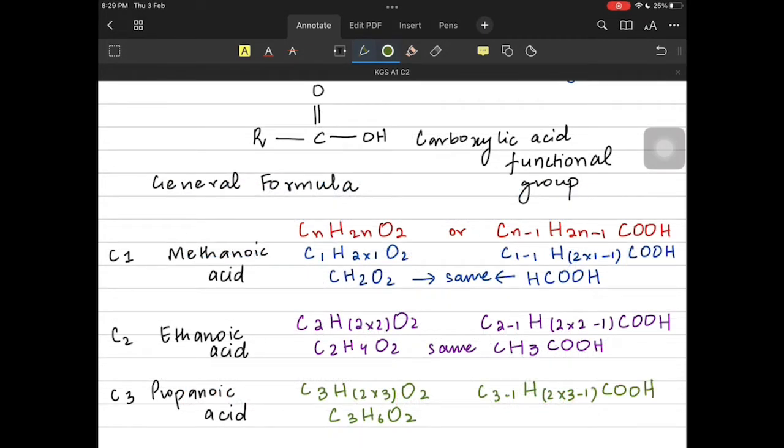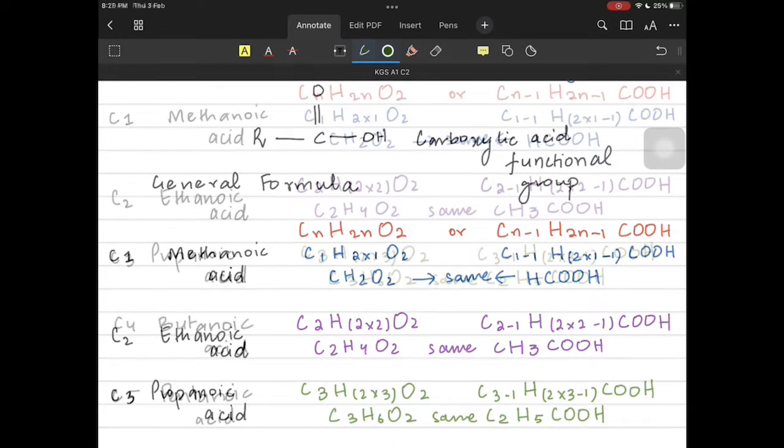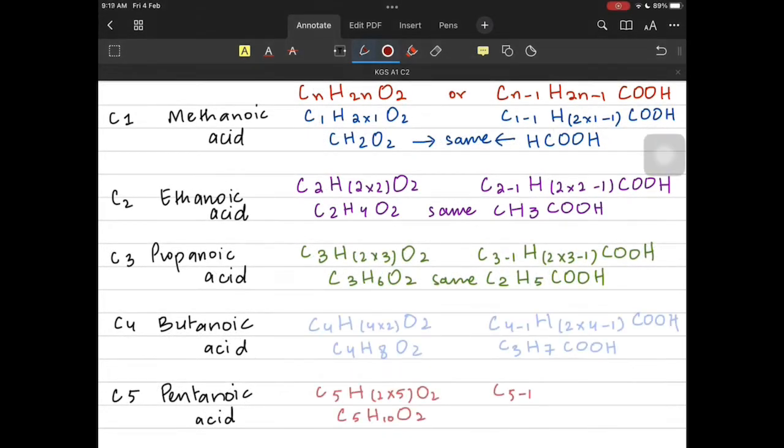We used the general formula to write the chemical formula of various carboxylic acids like methanoic, ethanoic, propanoic acid, and then later butanoic acid and pentanoic carboxylic acid, which follow the same pattern of homologous series.